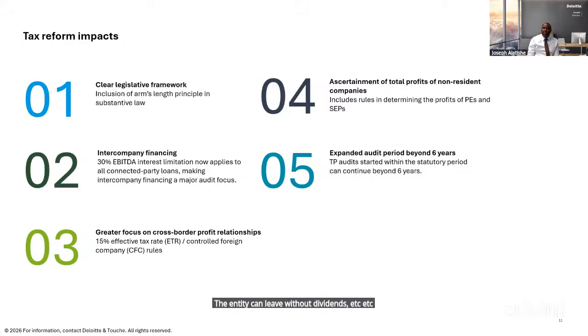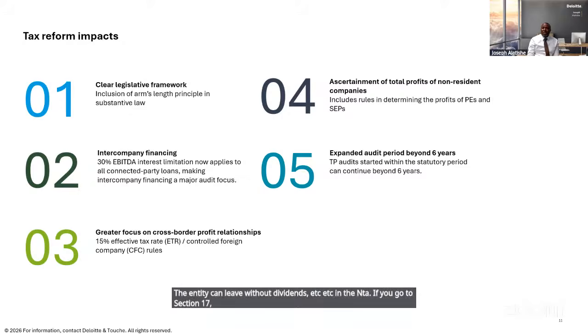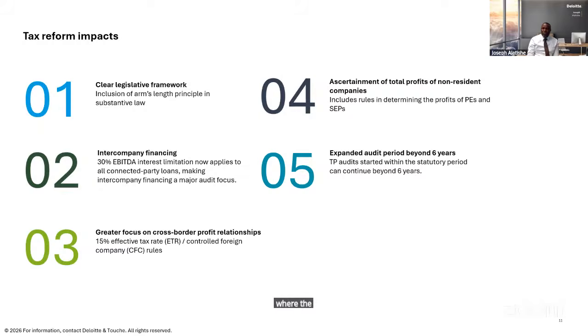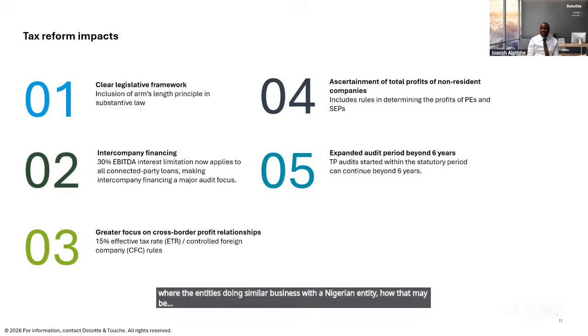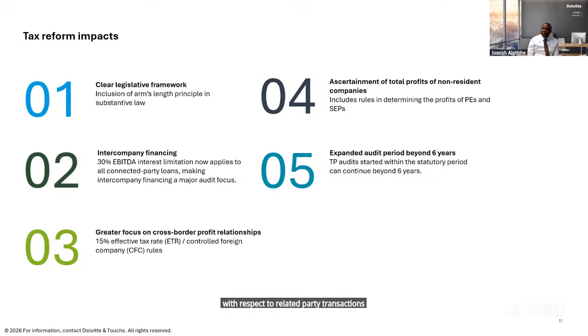In the NTA, if you go to section 17, there are now rules for determining profits of PEs, SCPs, and credit rating, to establish where the entity is doing similar business with a Nigerian entity, how that may create a PE for the entity. You have so much more rules with respect to related party transactions in the Nigerian Tax Act.